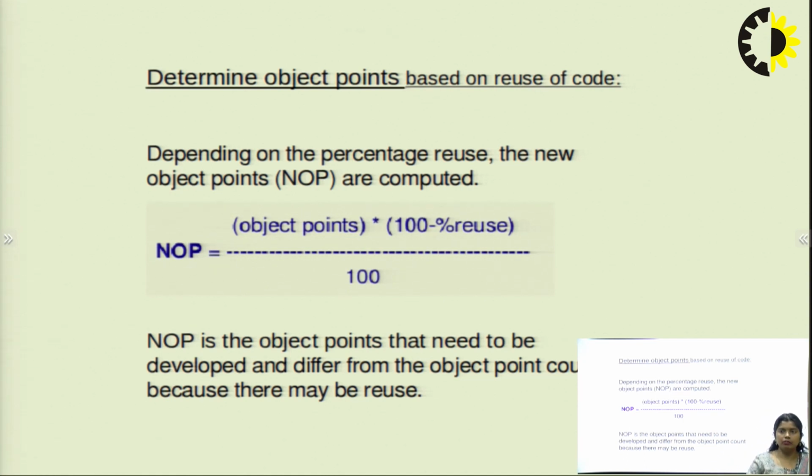Suppose that you are going to make a project of a different level, but some part of the project is already implemented, or some modules are already implemented. Then that particular module can be reused and you are going to code only the other parts. That's why here it is written as percentage of reuse upon 100. So, this is the number of object points that need to be developed.